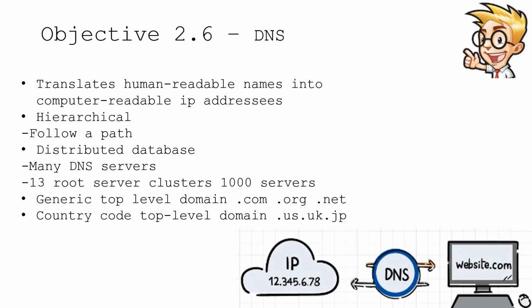This is also a very distributed database because we may have different DNS servers on the internet. There are 13 root server clusters. In actuality, this consists of over 1,000 different servers. There are hundreds of generic top-level domains. These are the .coms or .orgs or .nets, and then there are country-level top-level domains for US, USA, UK, or United Kingdom.